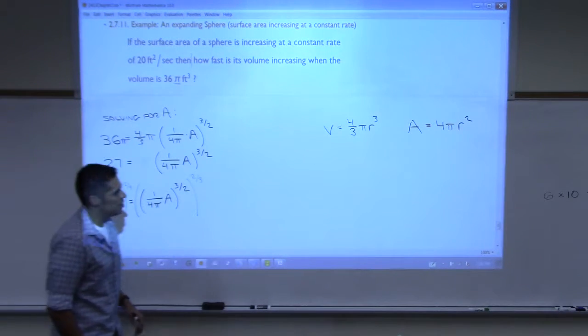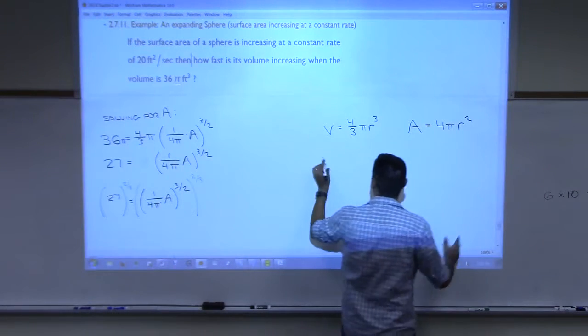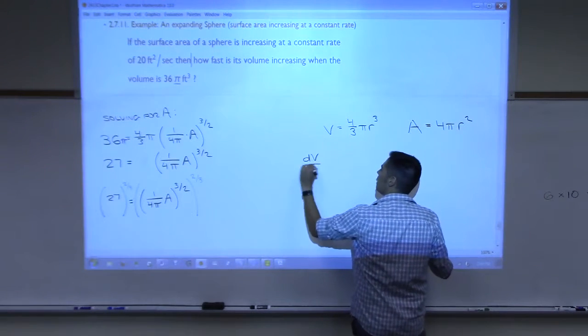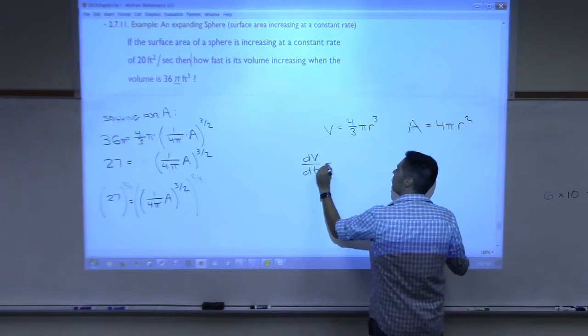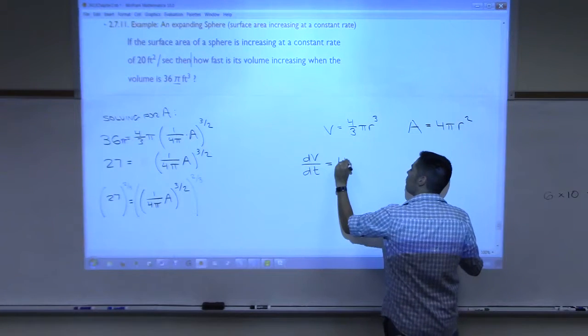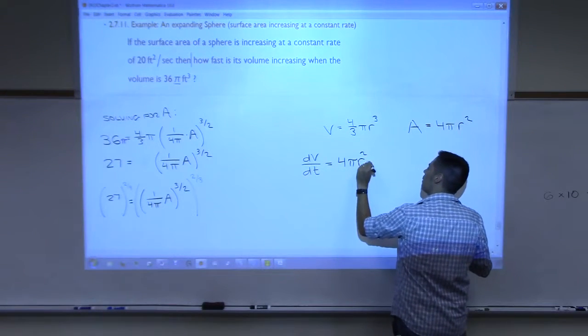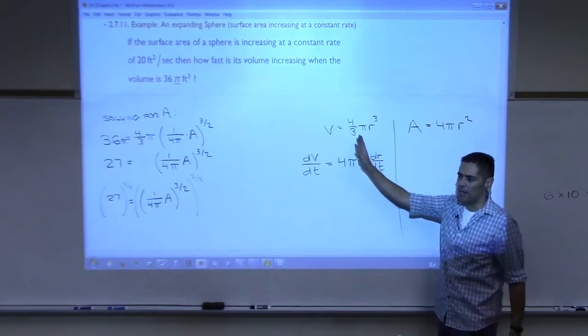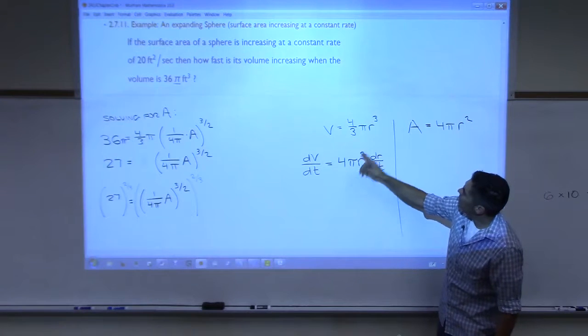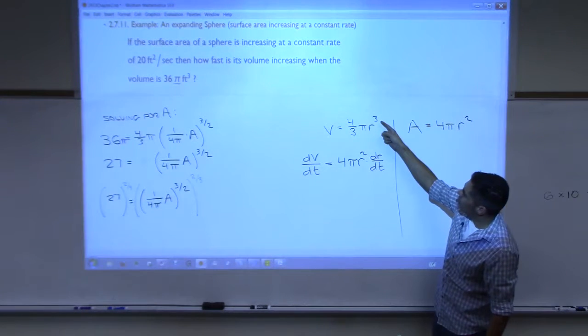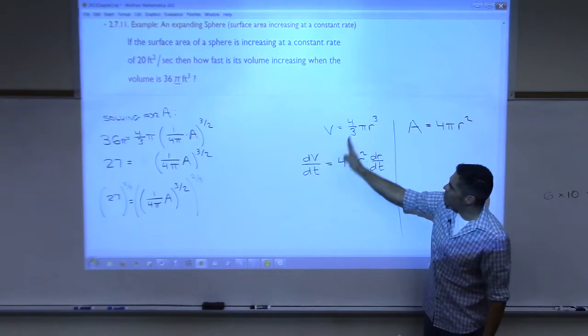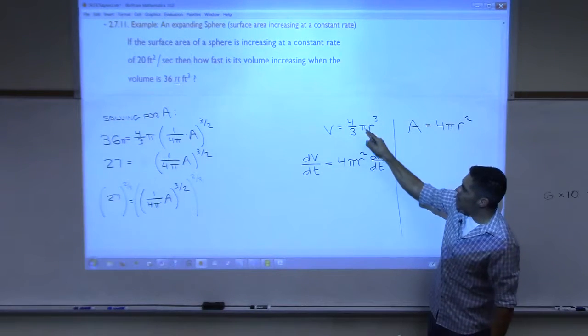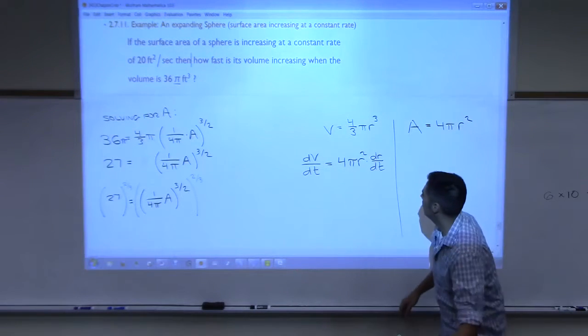Let's just say I differentiated right now, with respect to time. I get dV/dt equals 4 pi r squared dr/dt. That's what I would get if I differentiate this with respect to time. But I brought the 3 out, and the 3 canceled with the 4/3. I went too fast.